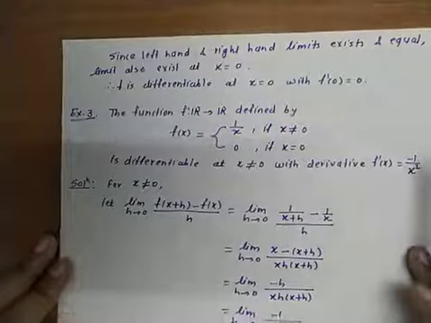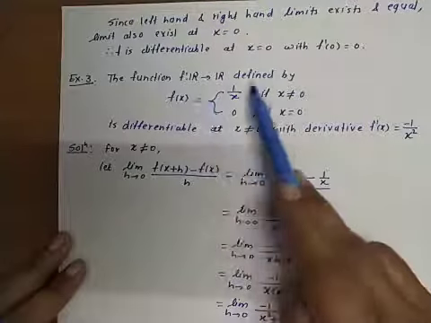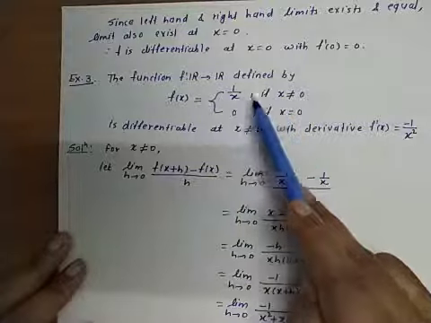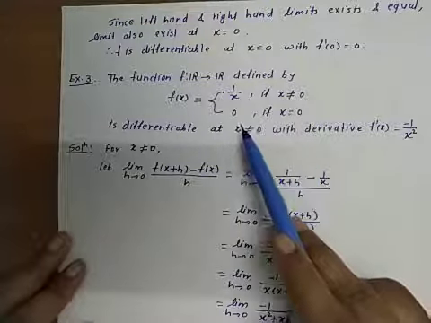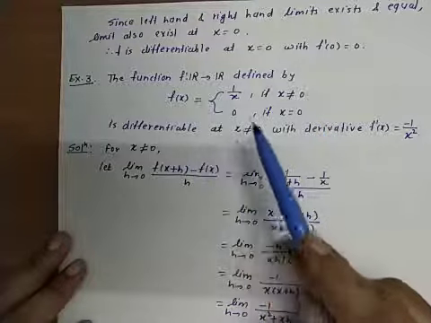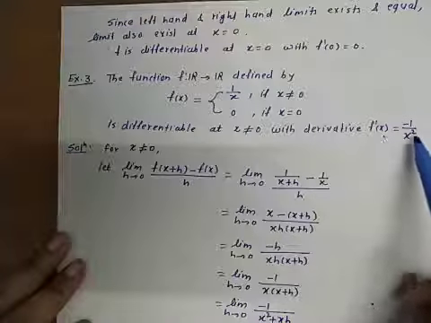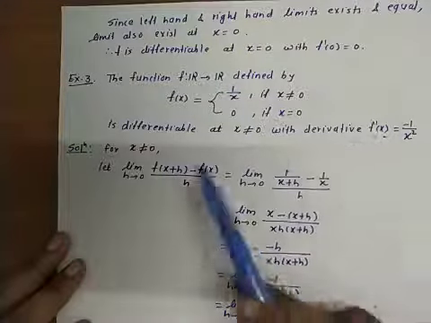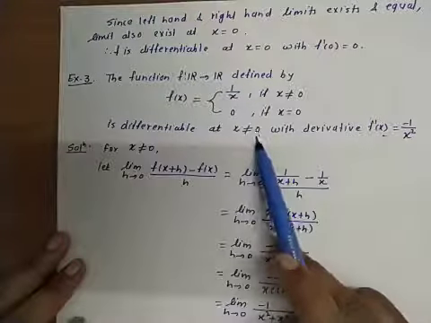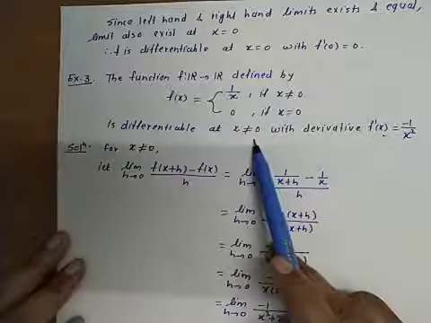Okay. Next example, the function f from R to R defined by f(x) is 1 upon x if x is non-zero, and it is 0 if x is 0, is differentiable at x non-zero with derivative f dash of x equal to minus 1 upon x square. Okay, means at x equal to 0, it is not differentiable.